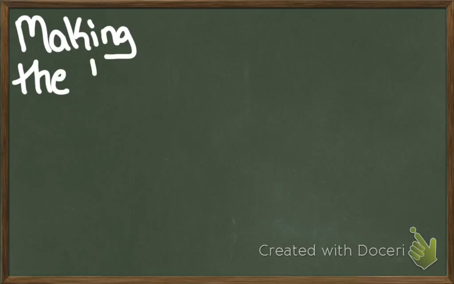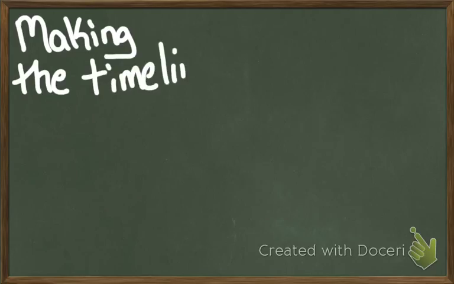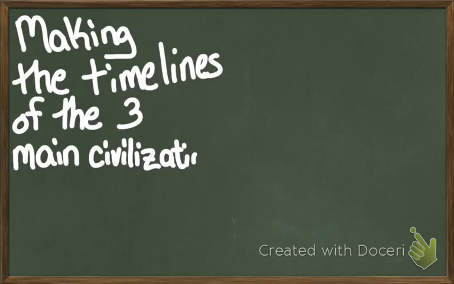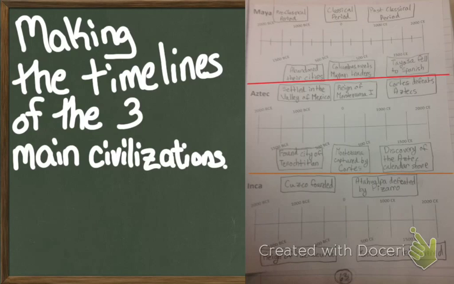Good day. Today we are going to be making the timelines of the ancient civilizations of Latin America. We're going to focus only on the three main civilizations of the Maya, Aztecs, and Incans. Your page should already be set up looking similar to the one to your right.